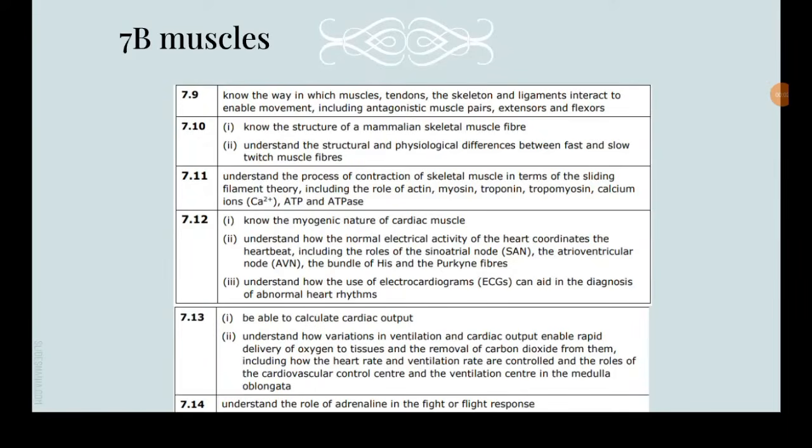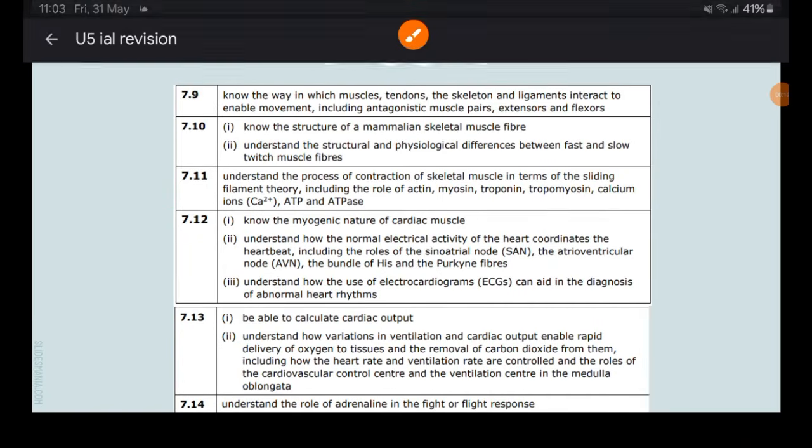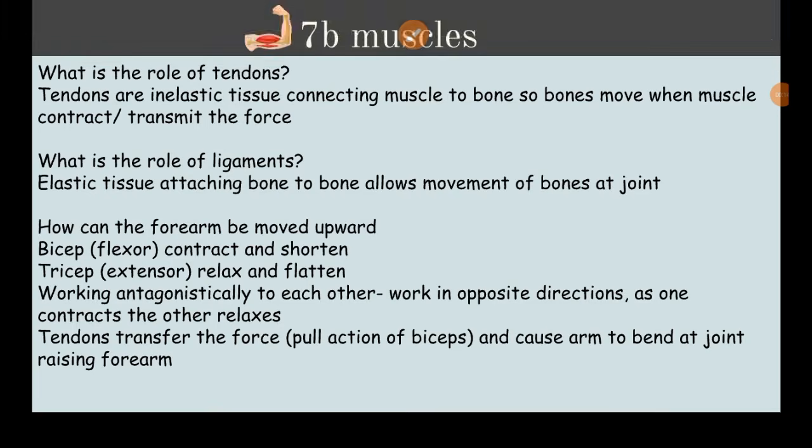Now starting with 7B, muscles. The first 3 points are about muscles, then we have 2 points about the heart, and the last point is about adrenaline. So I compiled some past paper questions here to summarize the first point. The role of tendons. Tendons are inelastic tissues that connect muscle to bone so that the bone can move when muscles contract or transmit the force.